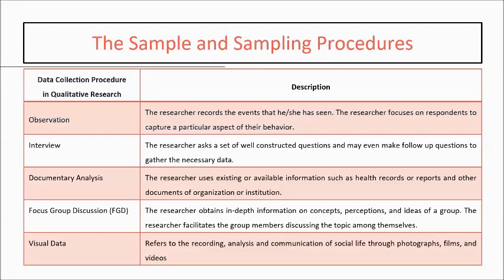Next is the different procedures in collecting data. Here, data collection in qualitative research means how we are going to collect or gather data in qualitative research. First is observation. Now, when we say observation, what do you do?